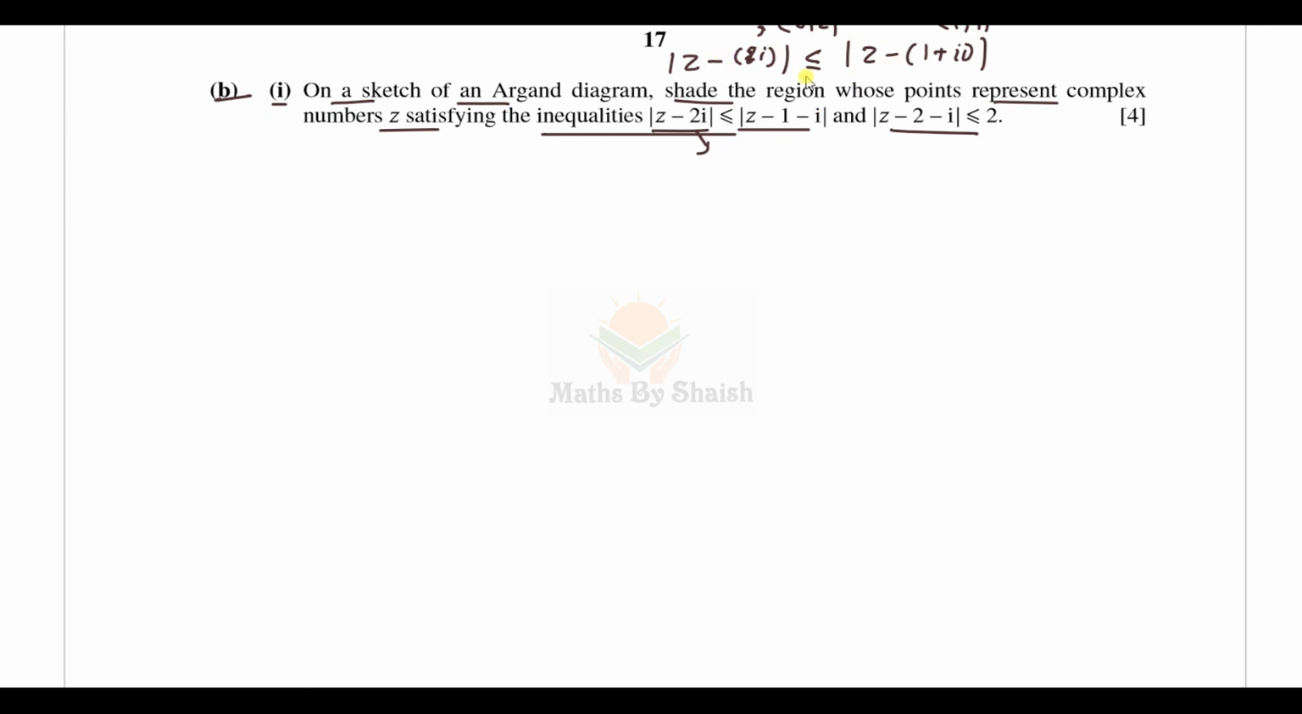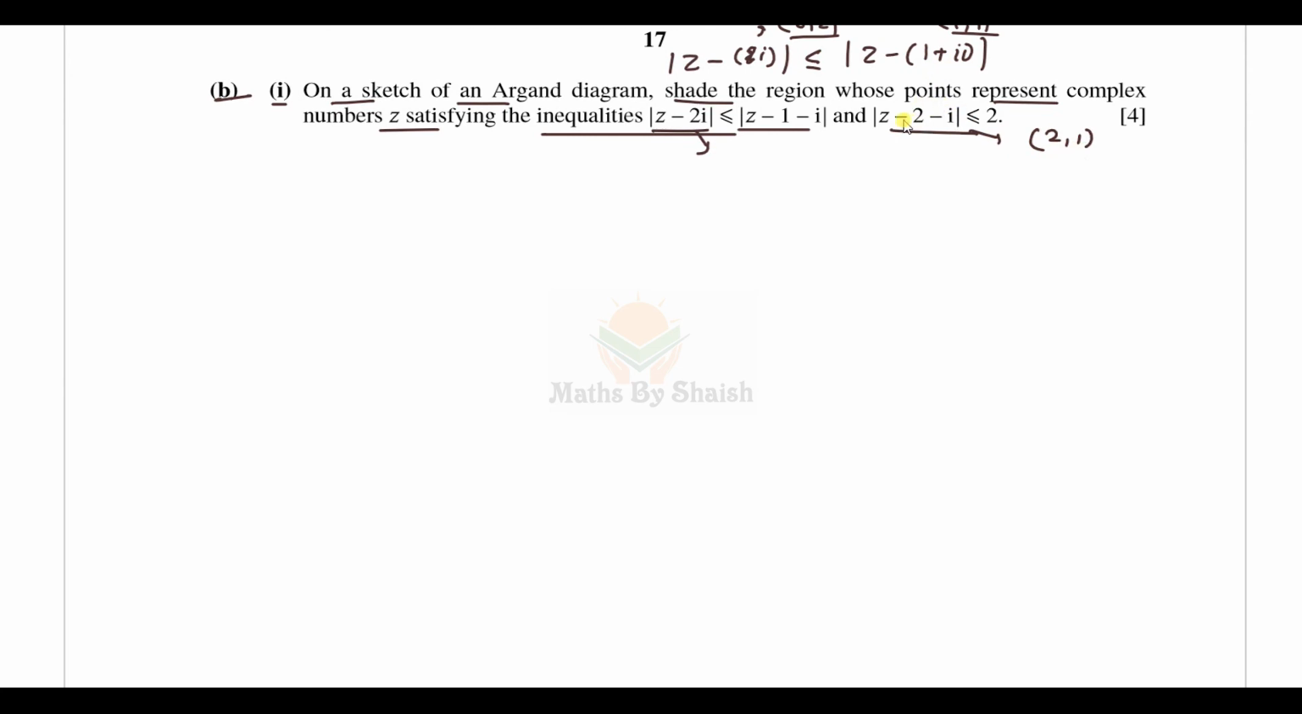Since it is less than, we will shade this area where it is less than. The distance of the points from 0, 2 is lesser than the distance of the points from 1, 1. And this is a circle. Of course we can see here the center is 2, 1. We can see it from here, z minus 2 plus 1, so 2, 1, and the radius is 2.